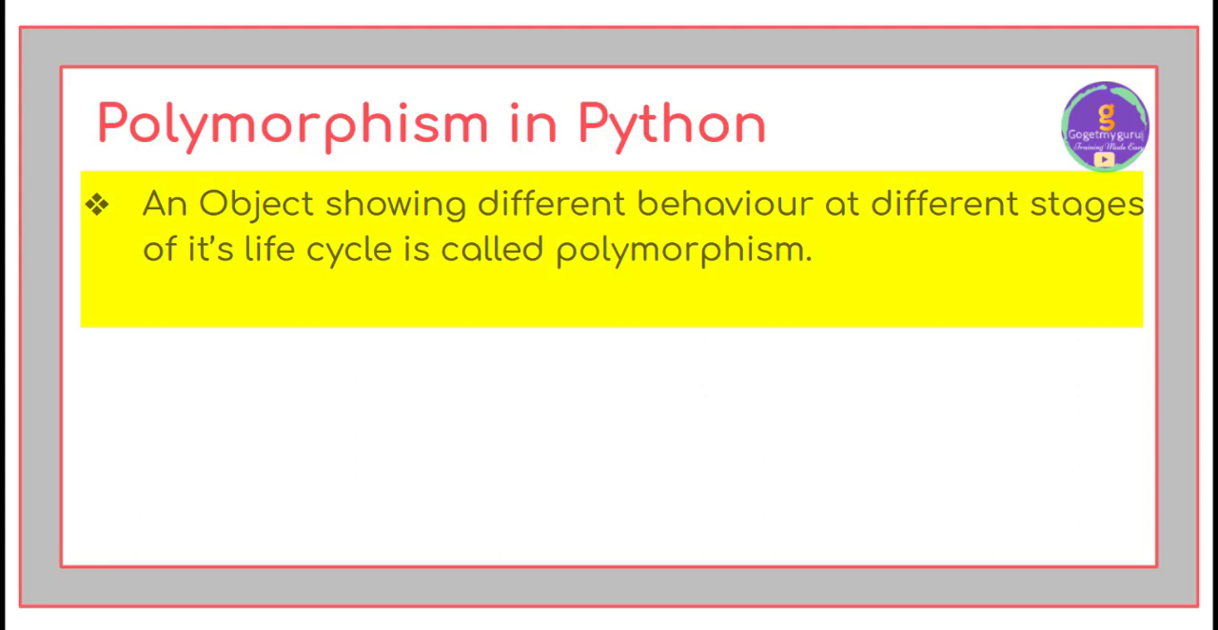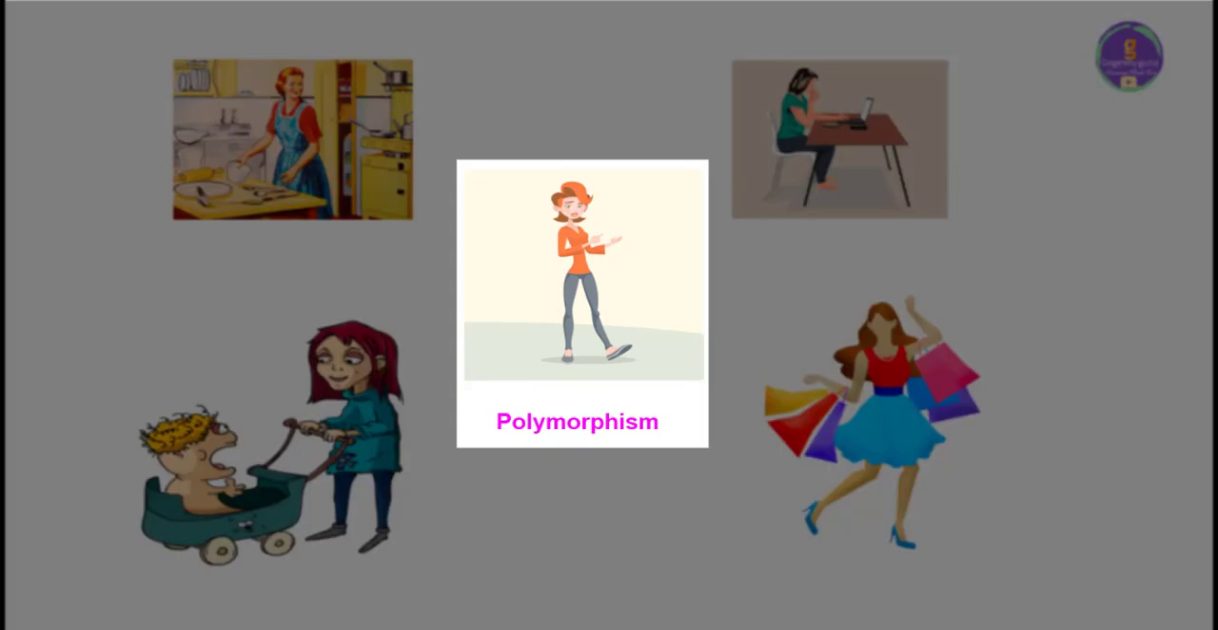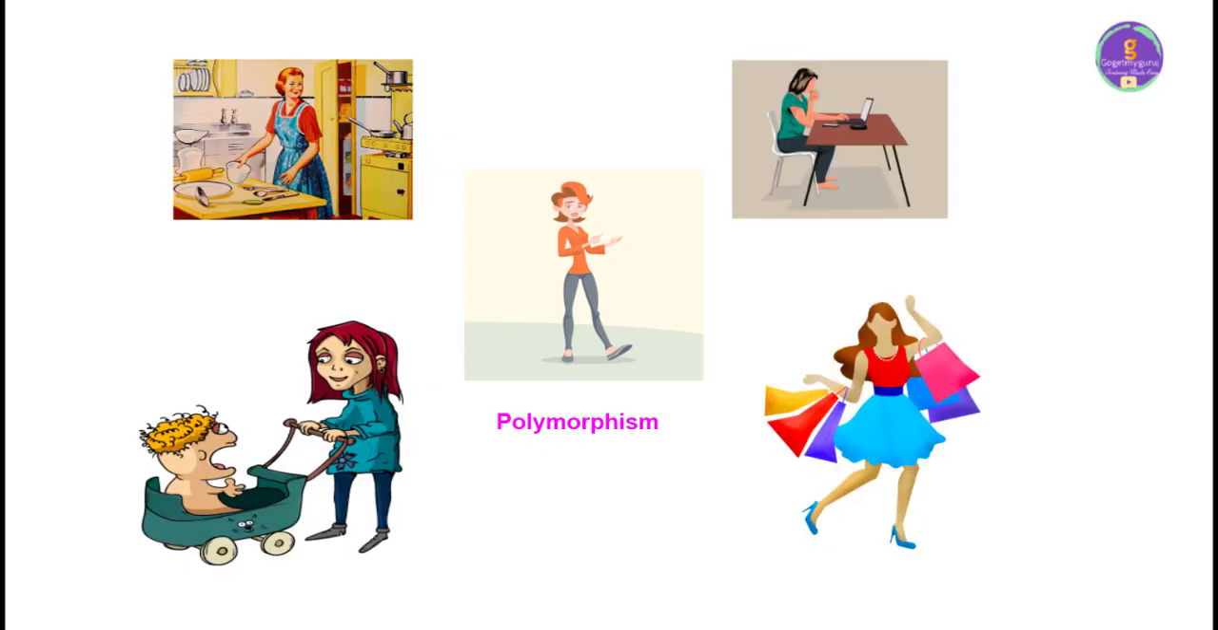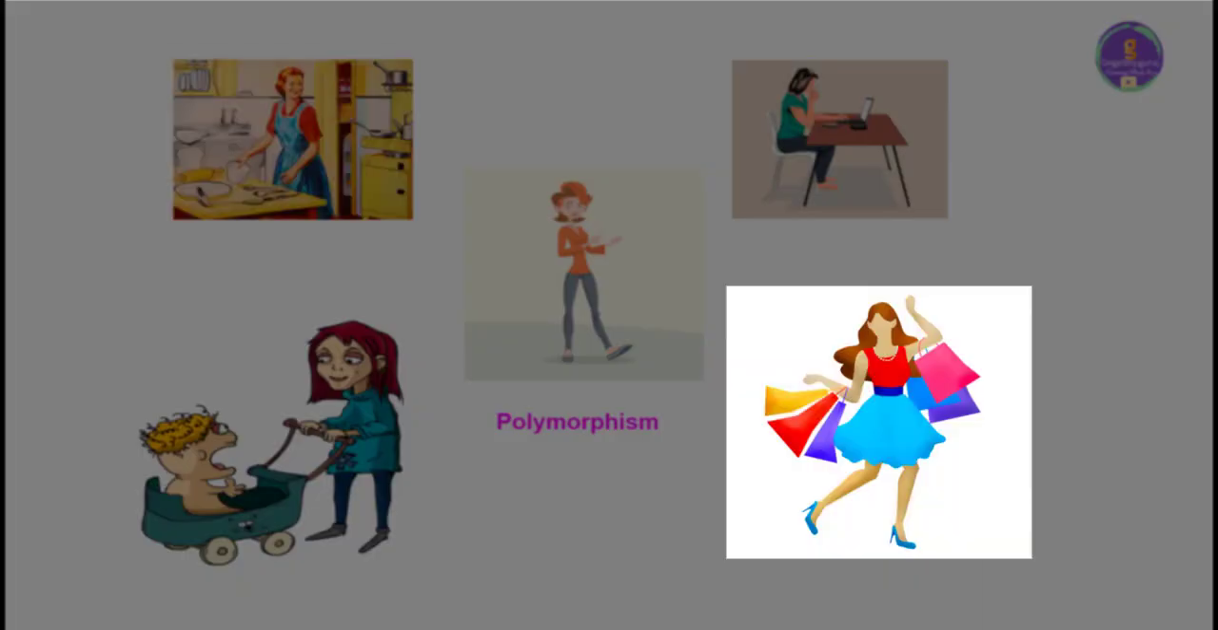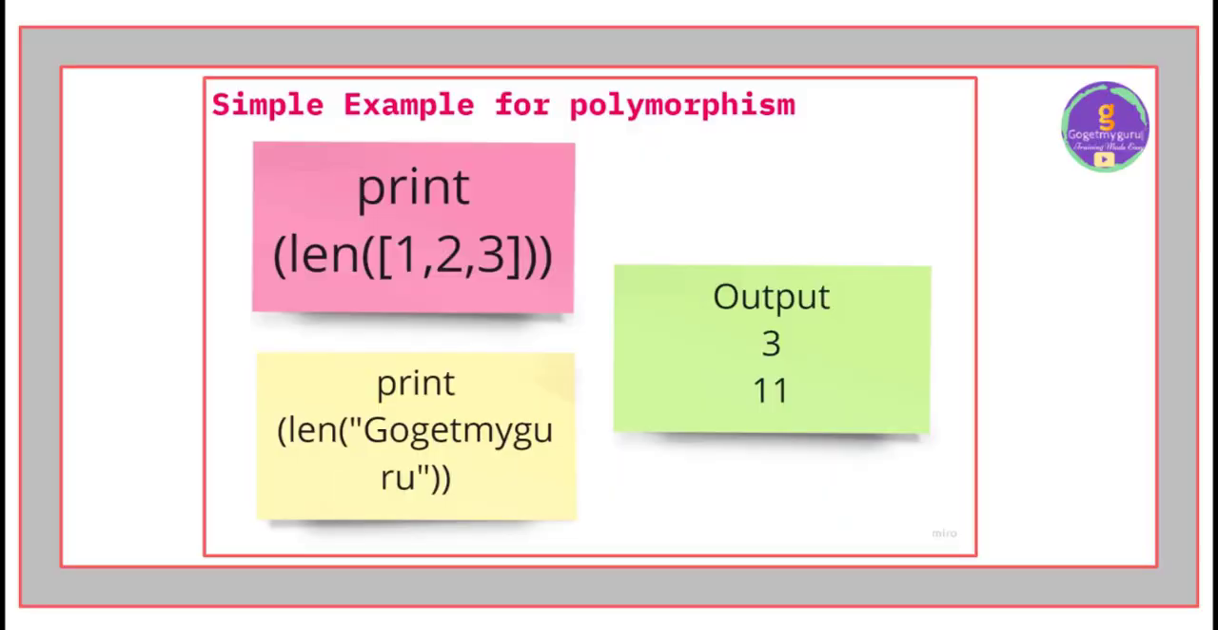Polymorphism means an object showing different behavior at different stages of its life cycle. For example, in real time, let us consider a lady as an object. She acts differently at different stages of her life cycle, like she will do cooking, shopping, work, she will take care of the baby, etc. Now let's come to coding.